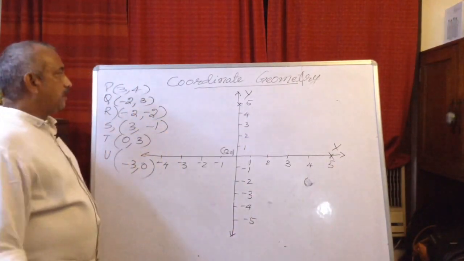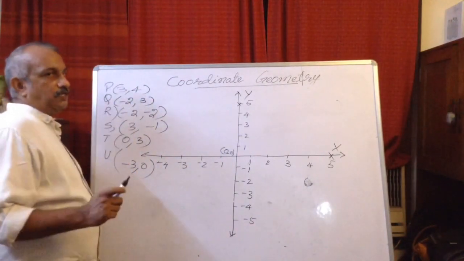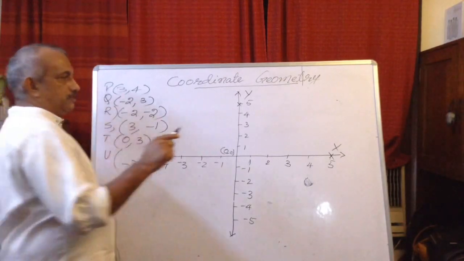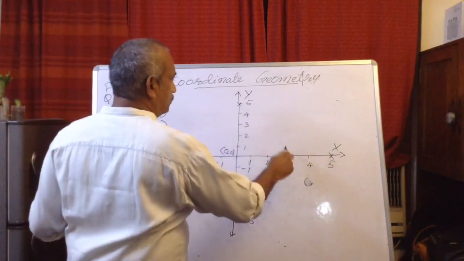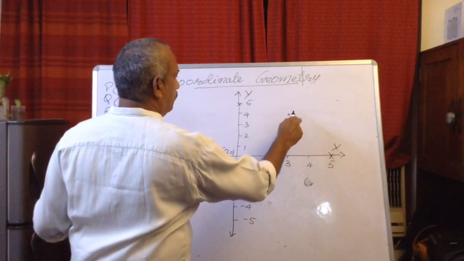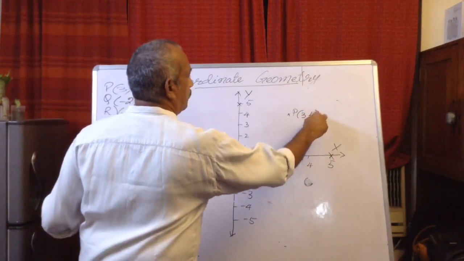Then you will start marking the points. So P(3, 4): first you go to the x-axis, then the second one you go to the y-axis. See, 3 is going here and 4 is over here. So this is P(3, 4).